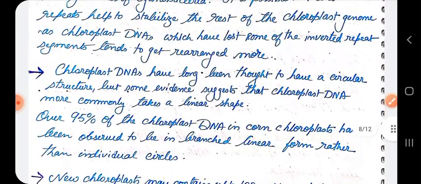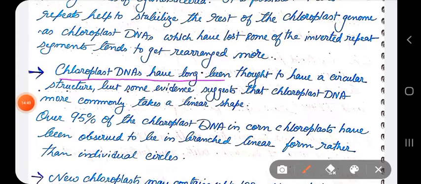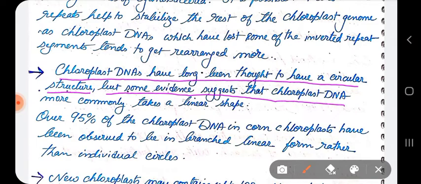Now, in the next point, it has been mentioned here that chloroplast DNA has long been thought to have a circular structure, just like mitochondrial DNA. Scientists thought that chloroplast DNA is also circular, but there is some evidence which suggests that chloroplast DNA takes the form of a linear shape.